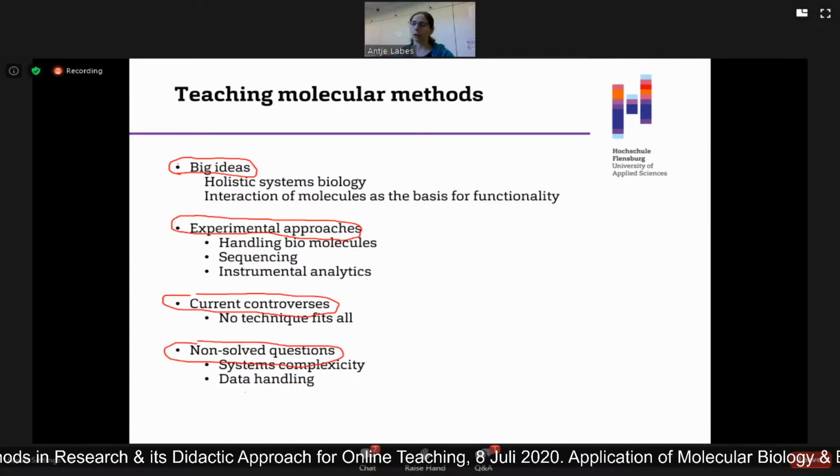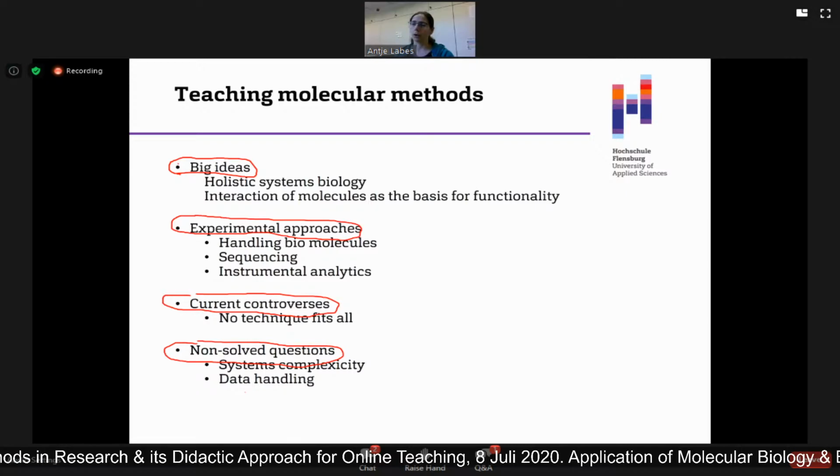What are the non-solved questions of the field? I do give you the examples. What I do think in molecular methods are the things that I put up front in my teaching, in order to see, okay, what do I have to reflect in my slides in the end, being in the classroom. And I would always say, okay, in molecular techniques, the big ideas today are that we talk about holistic systems. So we cannot just focus on DNA. We also have to focus on RNA, or we have to include the idea what is happening on enzyme level. And the second big idea to be taught is that interaction of molecules is the basis for all kind of functionality on the organism level at the end.